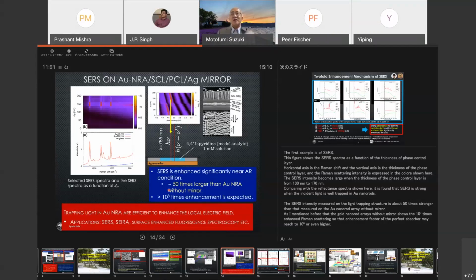The SERS intensity measured on the light trapping structure is about 50 times higher than that measured on the gold nanorod arrays without mirror. So, as I mentioned before, the gold nanorod arrays without mirror show 10^7 times enhanced Raman scattering. So the enhancement factor of the perfect absorber may reach 10^8 or even higher. This number is quite good for further applications.